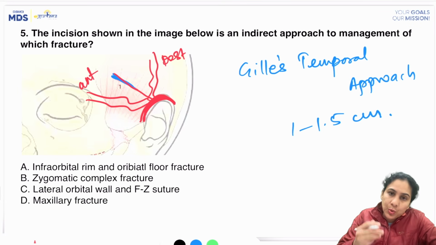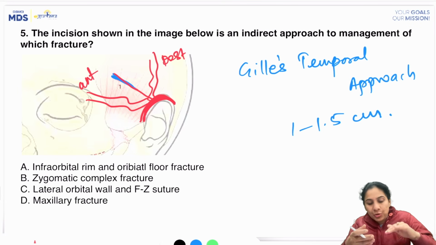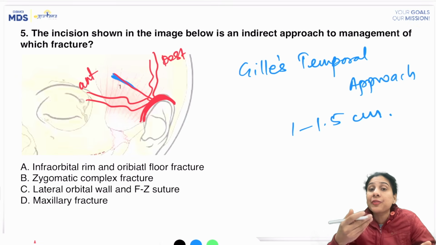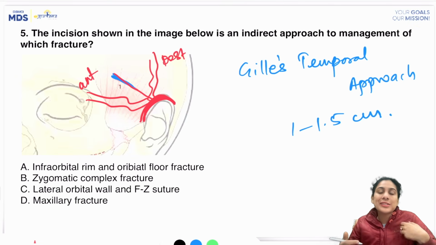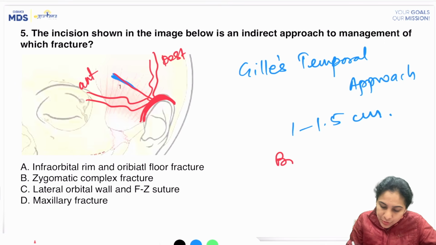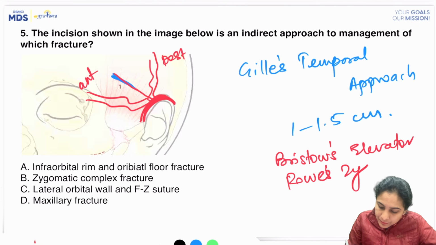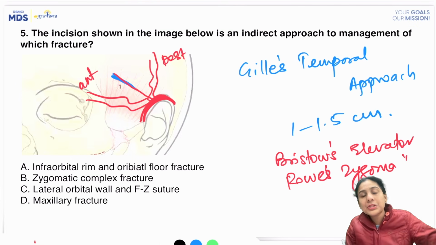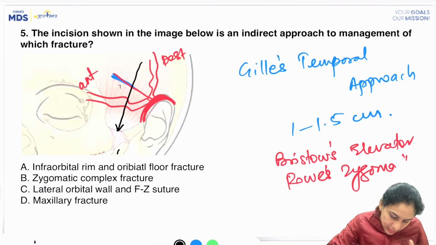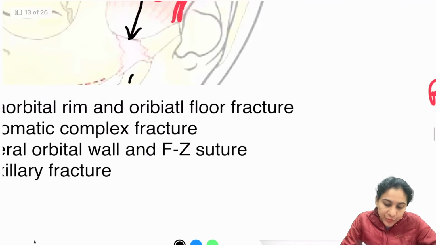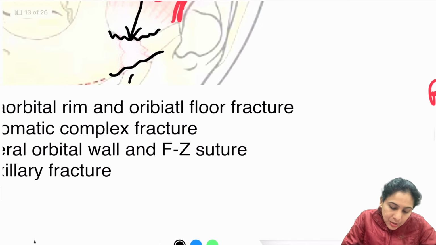You dissect till you reach a plane between the temporal muscle and the temporal fascia. Between that, you slide your instrument. It can be the Bristow's elevator or the Rowe zygoma elevator. You slide these instruments and make them go from here until the undersurface of your fractured zygomatic arch or zygoma.